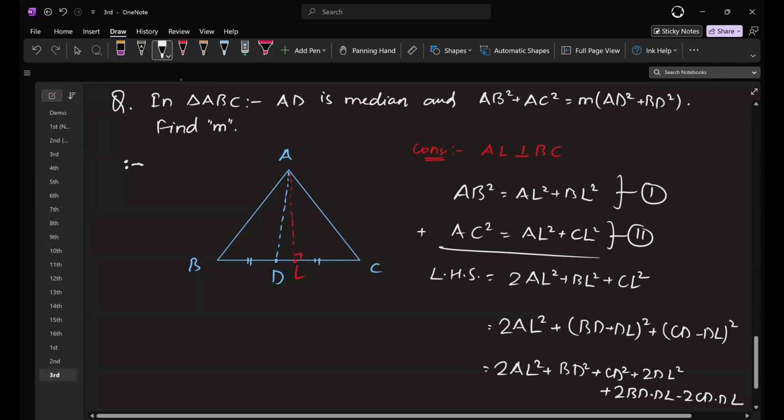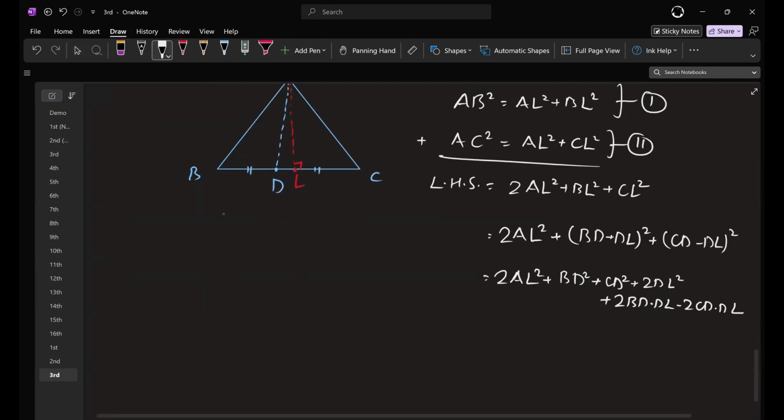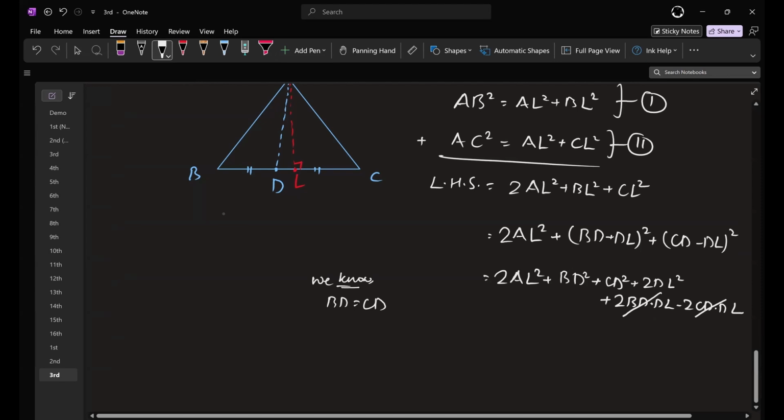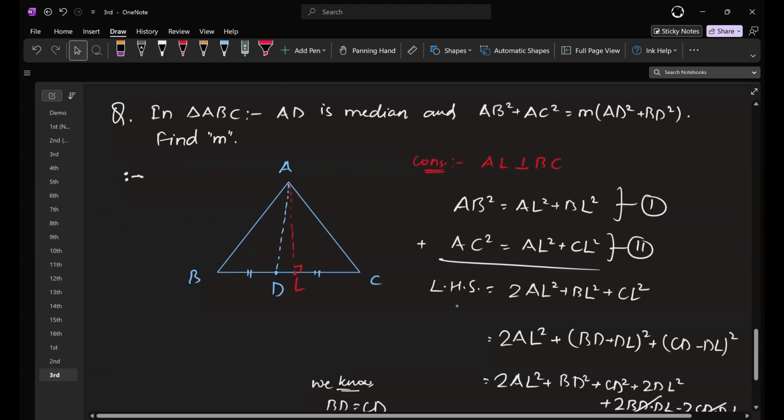Now we know that BD is equal to CD. If that is the case, these two terms get cancelled out with each other. So this becomes 2 times BD square, and let's put AL and DL together. And what is AL square plus DL square?